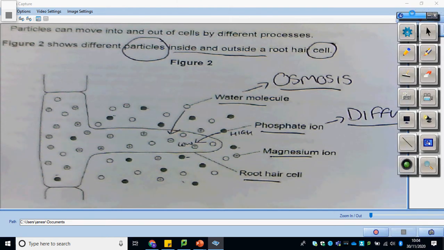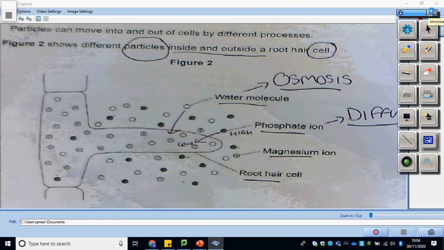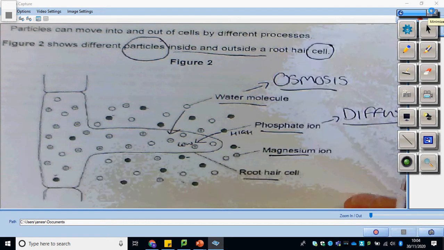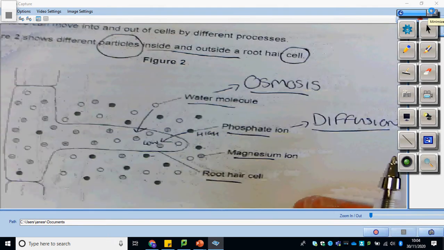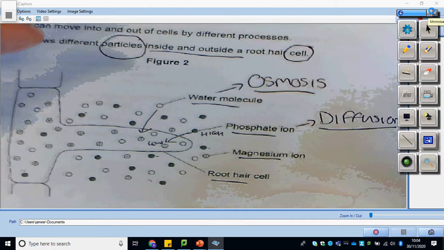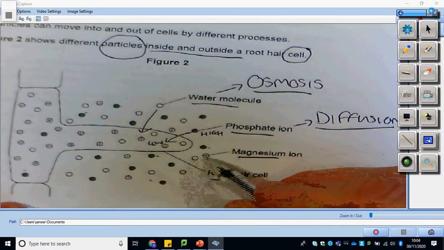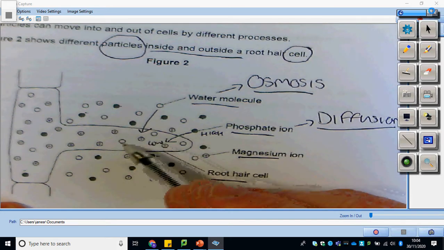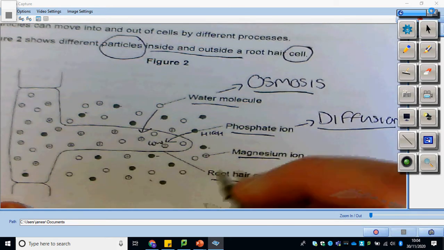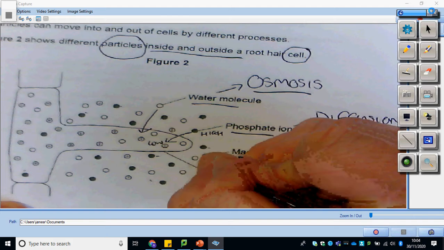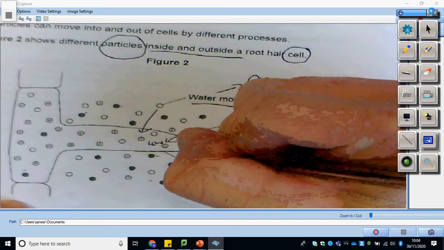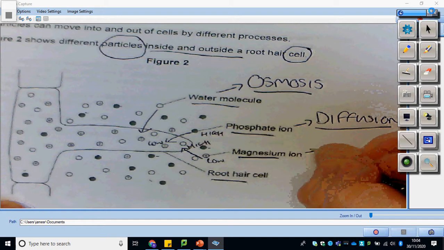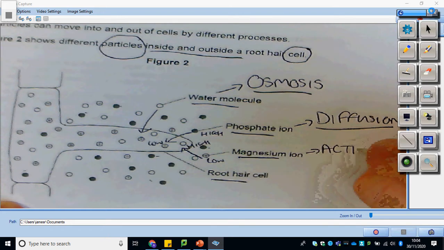And then, last but not least, we've got a magnesium ion. Hopefully just by hearing osmosis and diffusion, you're remembering from your lessons the third type of transport. Let's take a look. On the outside I've got 1, 2, 3, 4, 5, not many. On the inside I've got quite a lot comparatively. So on the outside it's a low concentration and it's moving in where it's high. So the magnesium ion moves by active transport.